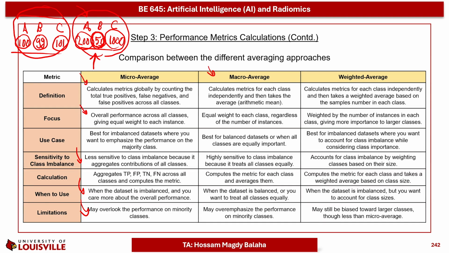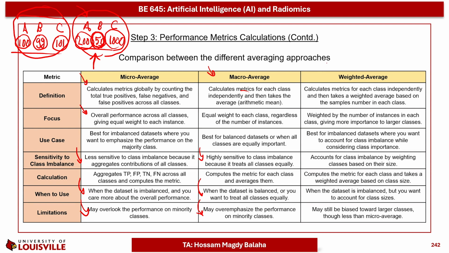What about macro average? Macro average calculates a metric for each class independently and then takes the average or the mean. And it is highly sensitive to class imbalance because it treats all classes equally. So you can use macro average with balanced datasets. And its limitation is that it may overemphasize the performance on minority classes.